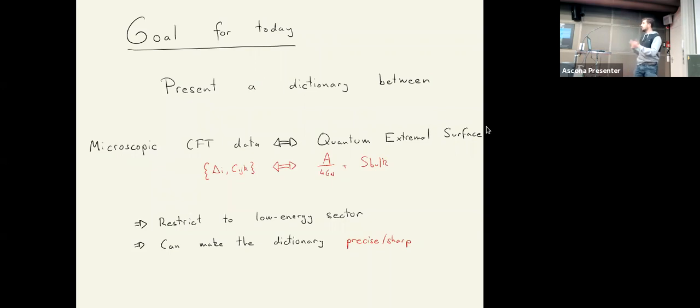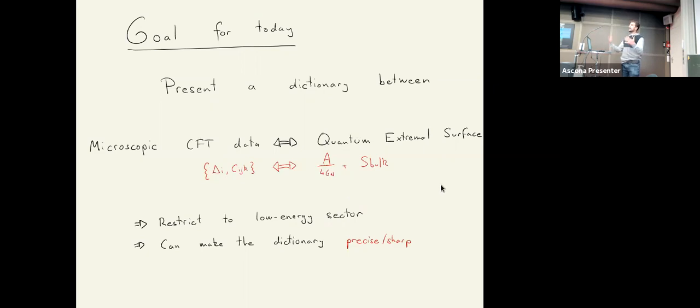Okay, so what I want to do today is present a dictionary between the microscopic data of the conformal field theory, that's a list of operator scaling dimensions and their OPE coefficients, and the quantum extremal surface formula, the generalized entropy, which is an area term and the bulk entanglement entropy. How do these microscopic building blocks get reshuffled and geometrized into this formula on the right-hand side?